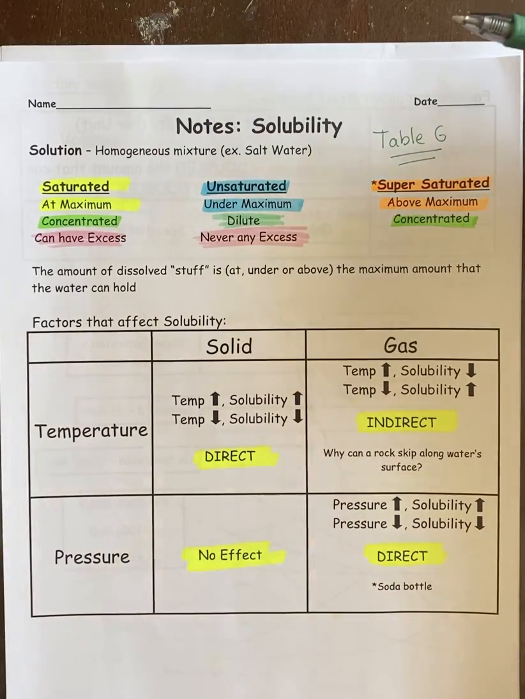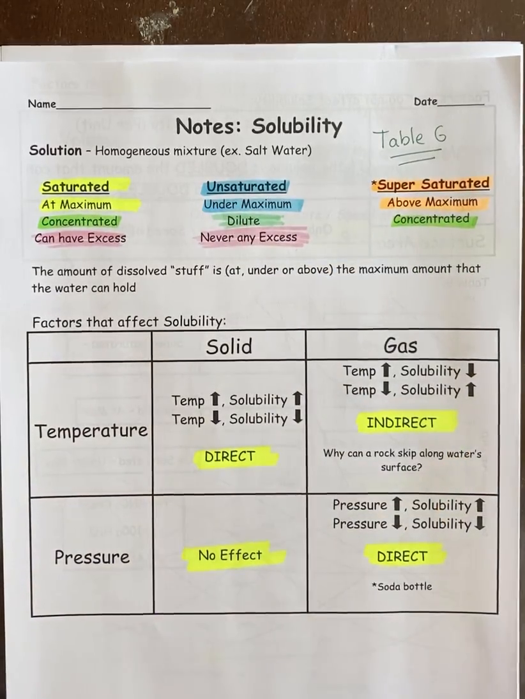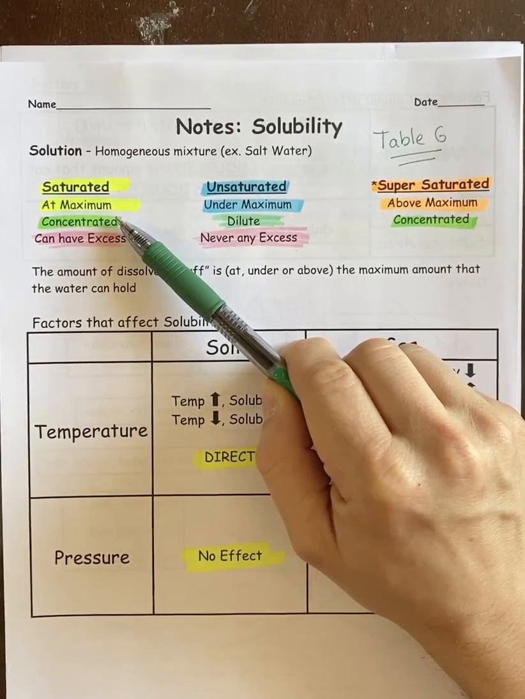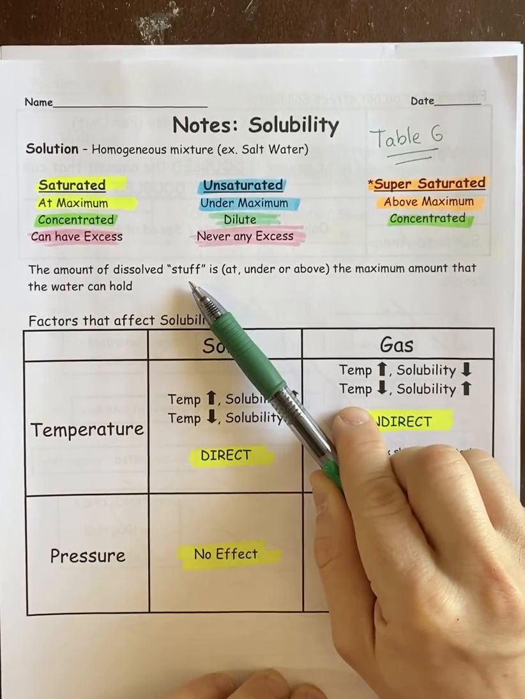Now, the next set of vocab words are going to be the most important. Saturated, unsaturated, and supersaturated. Saturated and unsaturated are the ones we use the most. You may have heard of the terms saturated fat and unsaturated fat. It means the same thing. It's just applied to a different part of chemistry. We talked about that in organic, but now we're going to do it here. So a saturated solution means that you are at the maximum. What we're talking about is the maximum amount of material. I'm using the term stuff.